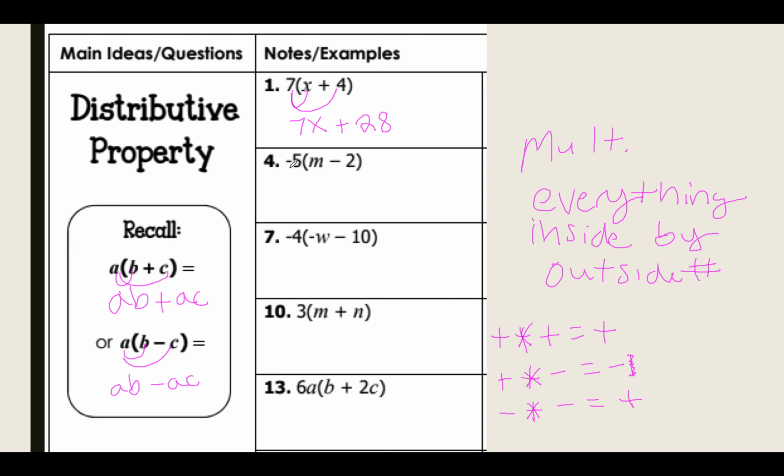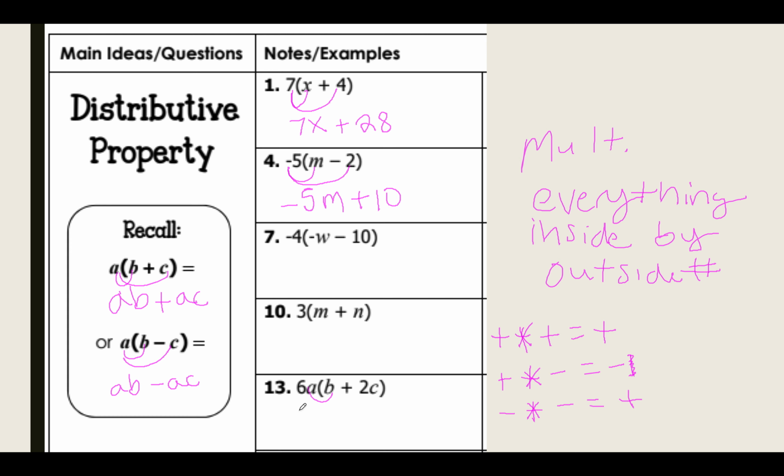Okay, let's do number 4. -5 times m is going to be -5m. -5 times -2 is going to be a positive 10. We'll do this 13, and then I'm going to have you guys practice one.